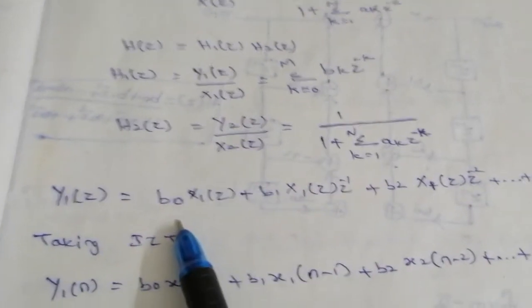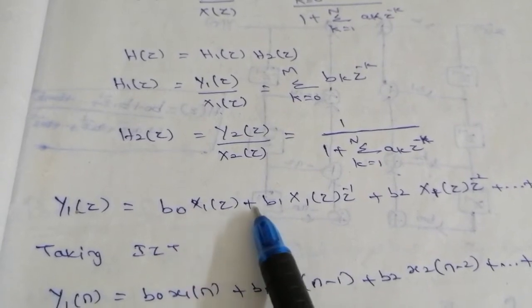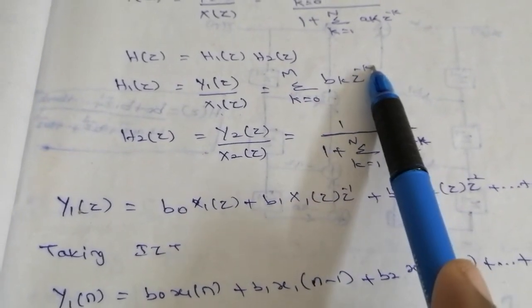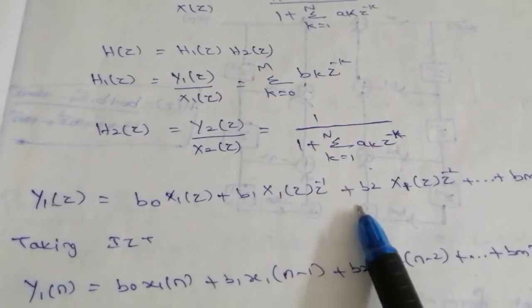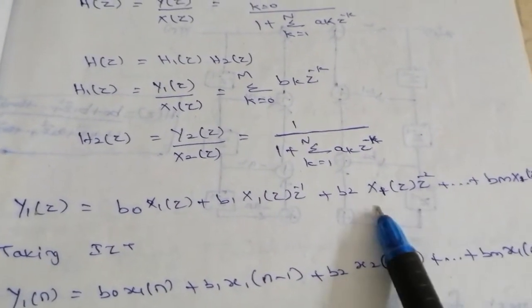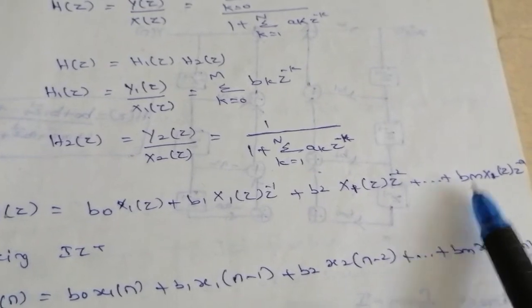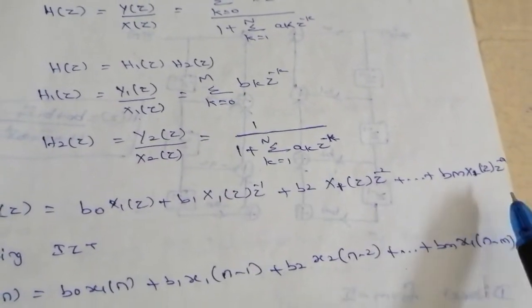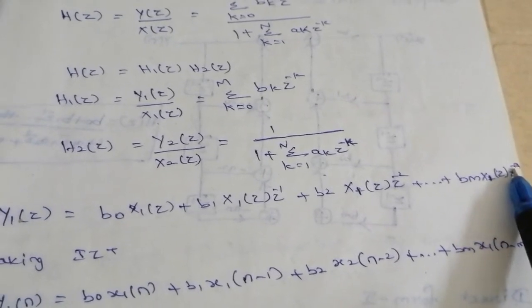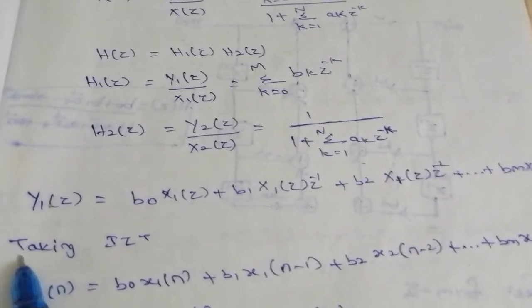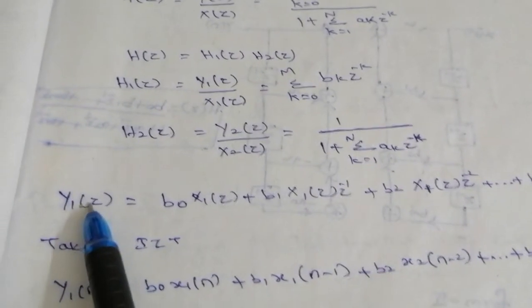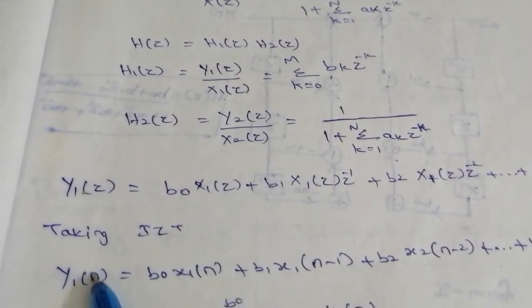We get the equation p0 x1 of z plus, substituting k equal to 1, p1 z power minus 1 into x1 of z. Likewise p2 z power minus 2 x1 of z, up to pm, because the summation ends with the variable M. So pm x1 of z into z power minus M. Now taking the inverse z transform, inverse z transform means z is converted into n.